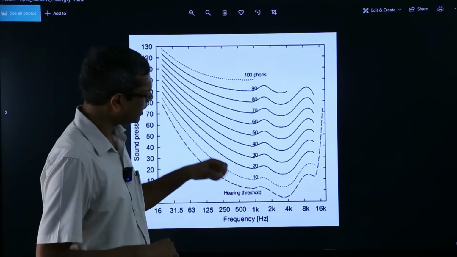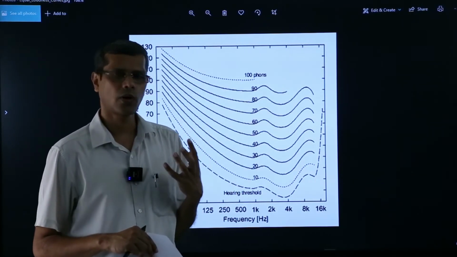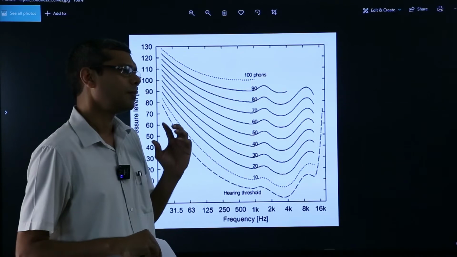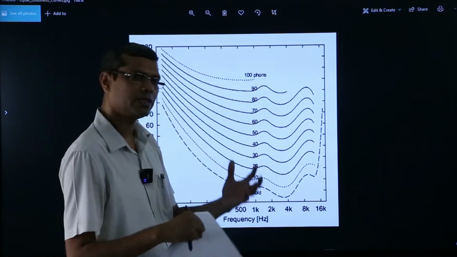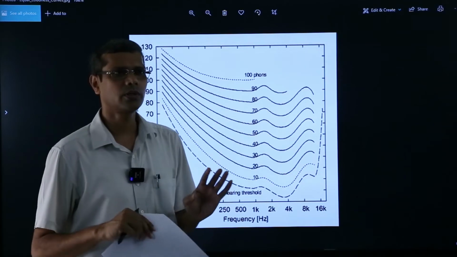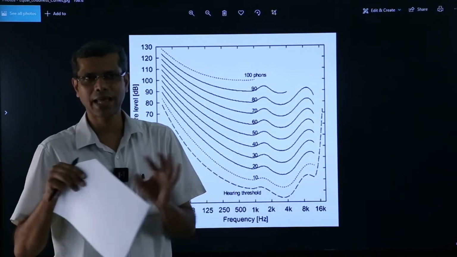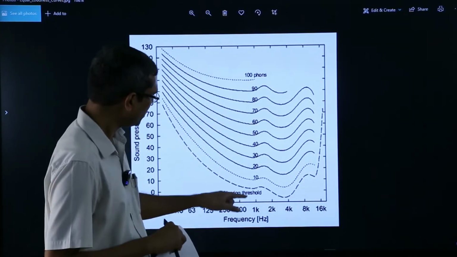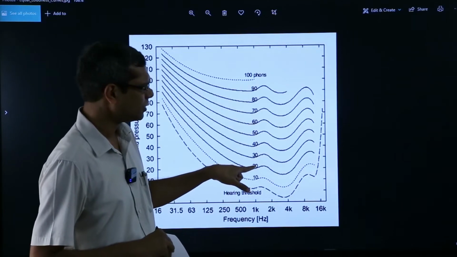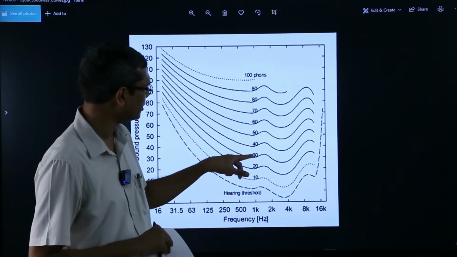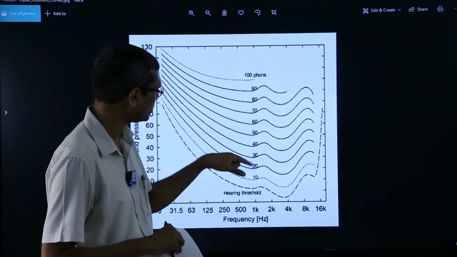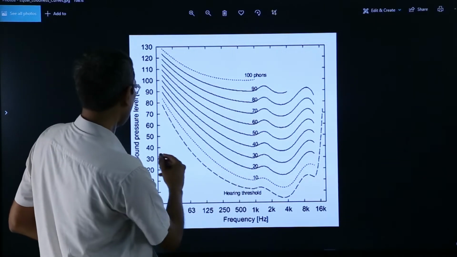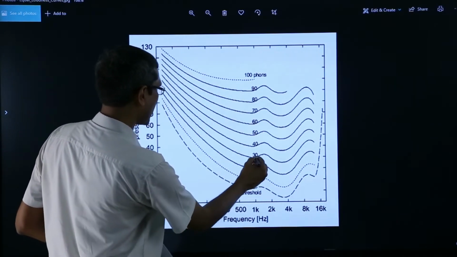So if you hear a sound at 1000 hertz, it is conventionally taken as the same sound you are perceiving. Your perception and the actual sound are the same. That is why the A weighting had zero correction there. So a 20 dB sound will be heard as a 20 dB sound, a 30 dB sound will be perceived as a 30 dB sound. So if you go to 30 dB here, it will match there.